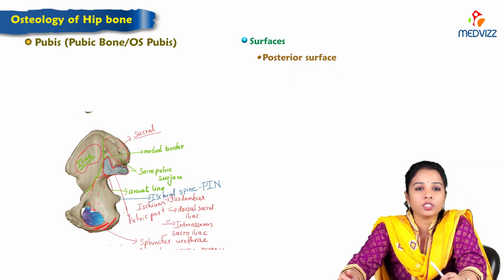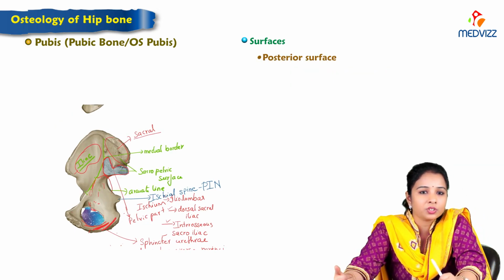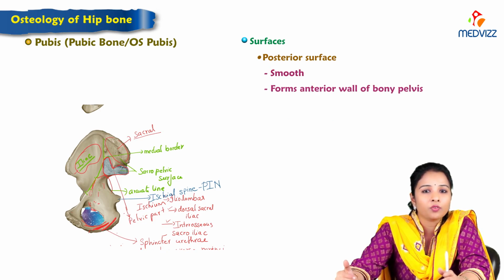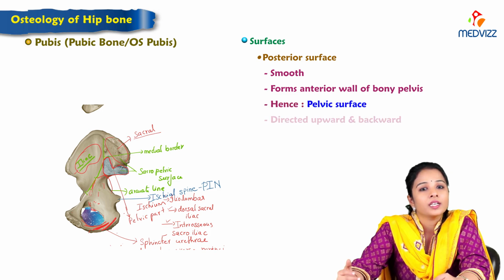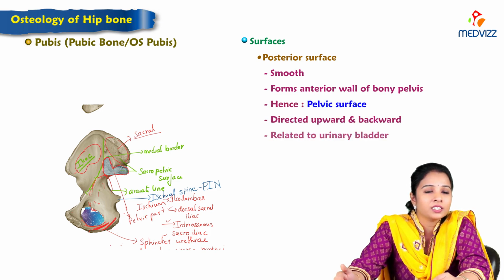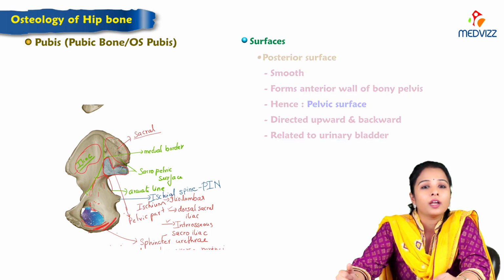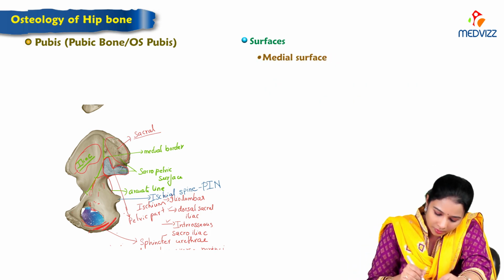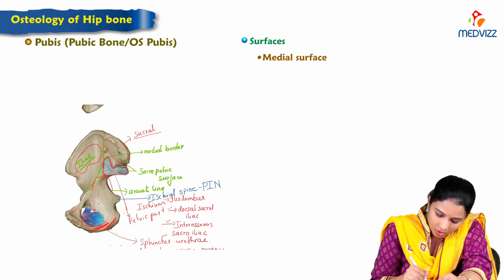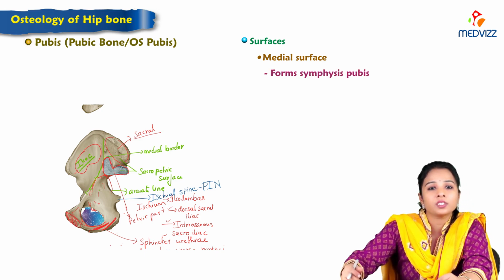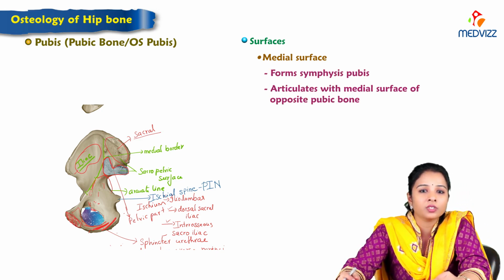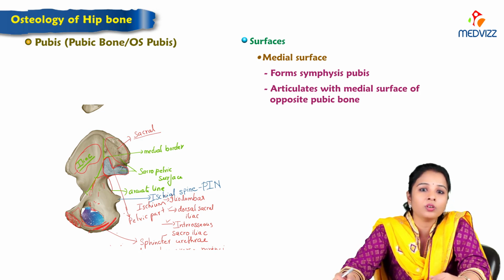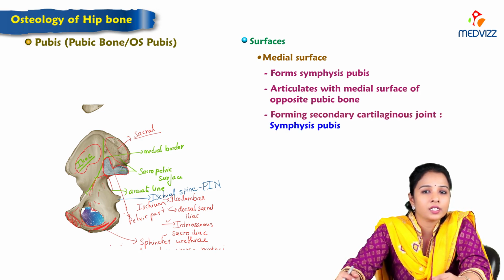Now let's see the posterior surface. Posterior is the pelvic surface of the pubis. It is smooth and it forms the anterior wall of the bony pelvis. So it is called the pelvic surface. It is directed upwards and backwards and it is related to the urinary bladder. And the medial surface, this is the pelvic surface which we discussed just now, and this is the medial surface. The medial surface forms the symphysis pubis, meaning it articulates with the medial surface of the opposite pubic bone to form a secondary cartilaginous joint called the symphysis pubis.